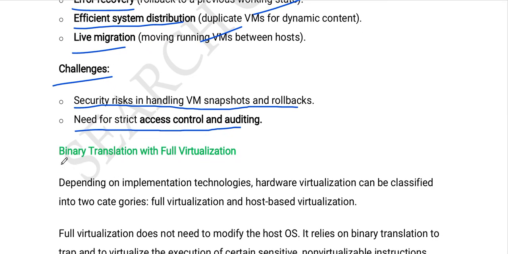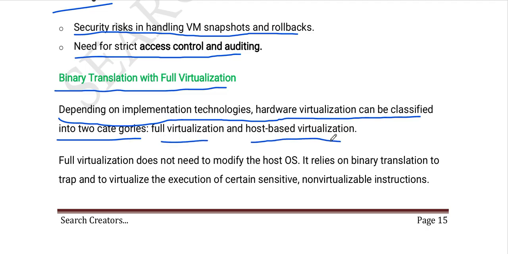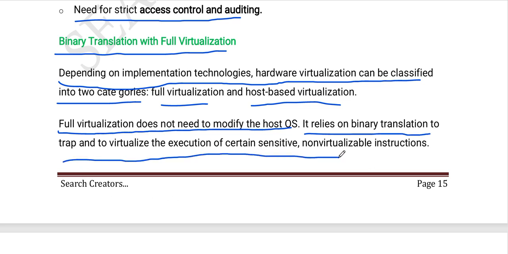Next is binary translation with full virtualization. Depending on implementation technologies, hardware virtualization can be classified into two categories, which are full virtualization and host-based virtualization. In full virtualization, there is no need to modify the host operating system. It relies on binary translation to trap and to virtualize the execution of certain sensitive, non-virtualizable instructions.